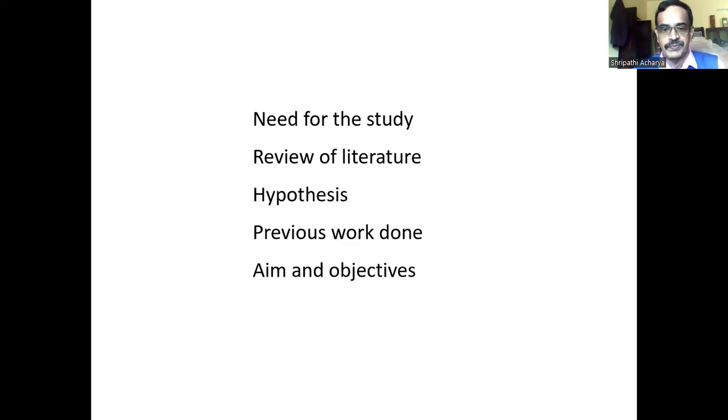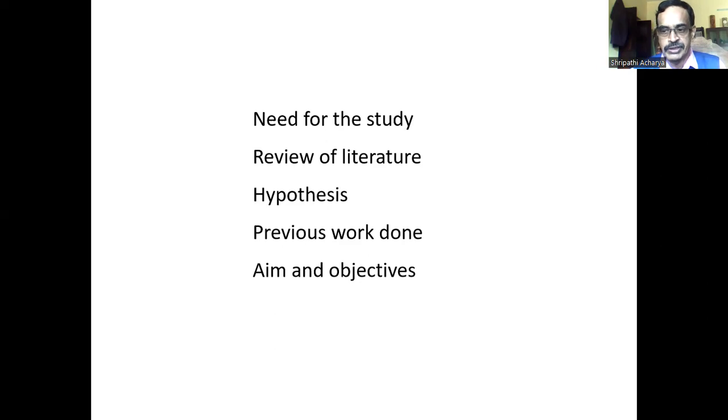Then review of literature. In the review of literature, the description about the disease and the drug or treatment has to be given. The references from which the formulation or the treatment is selected, and the reference of that treatment in the given disease, have to be highlighted. Suppose a single drug is there, we have to give the references of the drug explaining the effect in that particular disease.